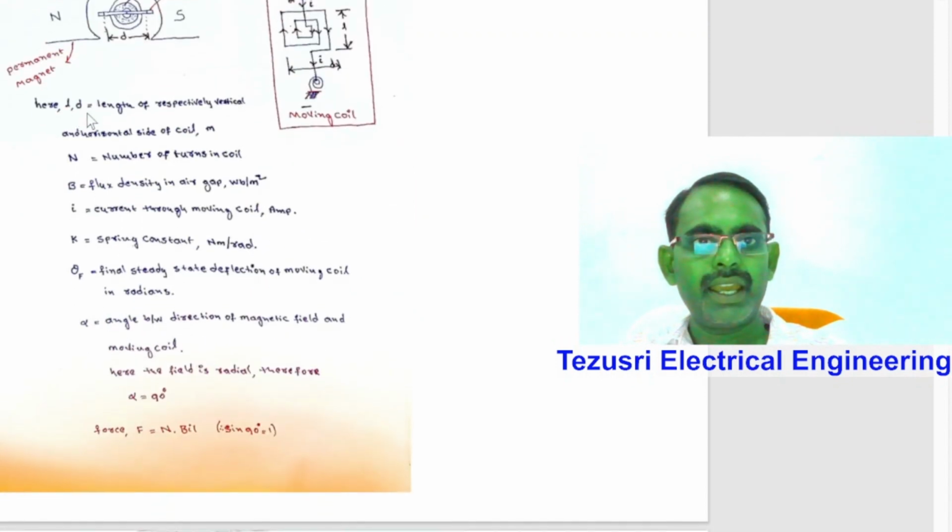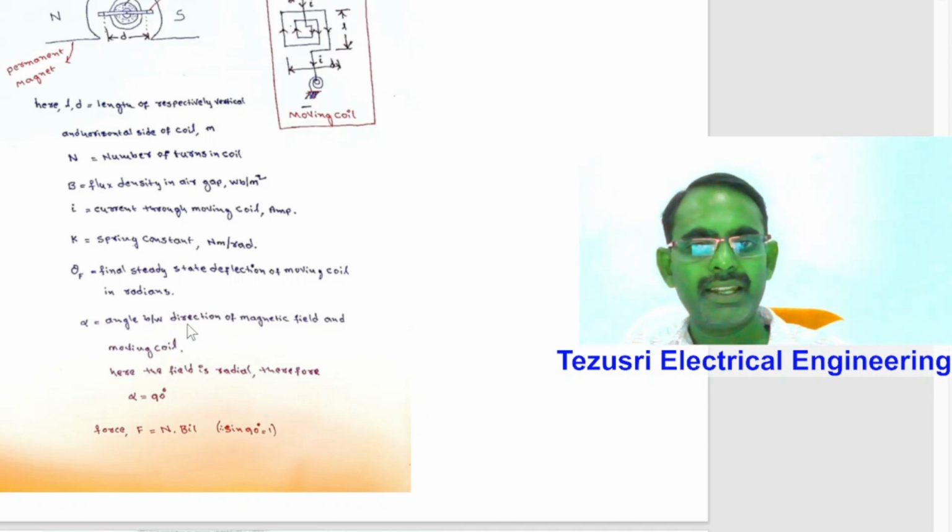Here L and D are the lengths of the vertical and horizontal sides of the coil respectively. N is equal to the number of turns in the coil. B is equal to the flux density in the air gap, Webers per meter square. I is the current flowing through the moving coil. K is equal to the spring constant, Newton meters per radian. Theta F is equal to the final steady state deflection of the moving coil in radians. The angle between the direction of the magnetic field and the moving coil is alpha.